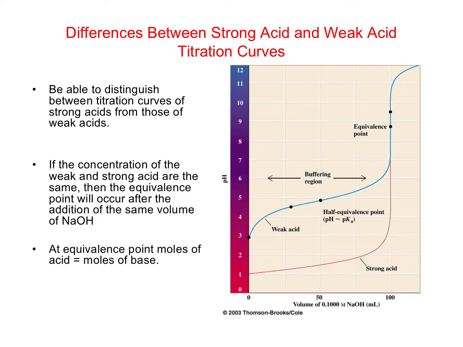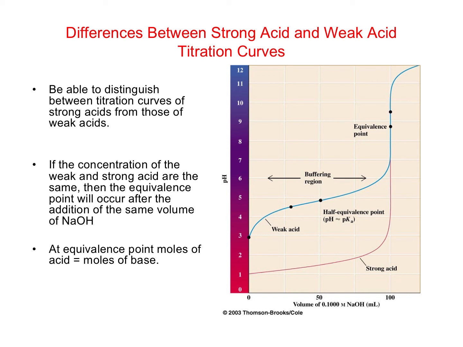So let's look at some similarities and differences between strong acid and weak acid titration curves. One thing to note, if the concentration of two acids, say our strong acid and our weak acid, are the same, if we titrate that with the same concentration of base, the equivalence point will happen at the same volume, right? Because the equivalence point just determines the volume needed for the moles of acid that we started with to be equal to the moles of base that we added. Doesn't matter whether it's a strong acid or a weak acid. It's just that the moles are equal between the acid and the base, and so the equivalence point will always happen at the same volume.